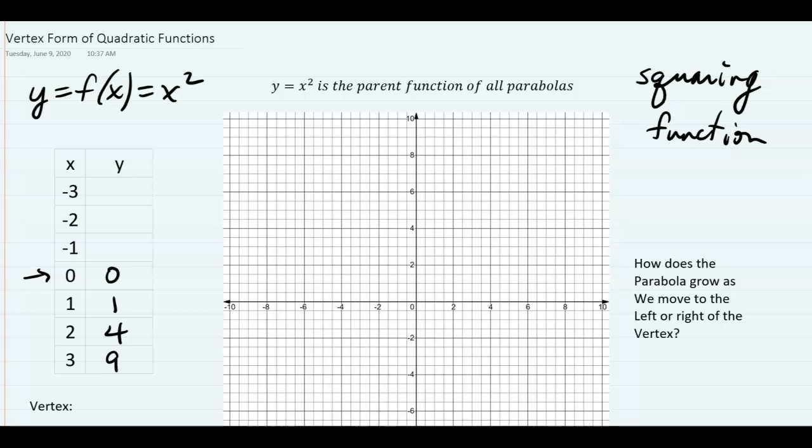Now the squaring function only puts out non-negative y values. Why is that? Because when we square a number, whether it's positive or negative, we get a positive, or at the very least, 0. So we say, when we square a number, we get a non-negative value. So negative 1 squared is the same value as 1 squared. It's 1. Negative 2 squared is 4, and negative 3 squared is 9. And so we can quickly populate an xy table with x values and their corresponding y values.